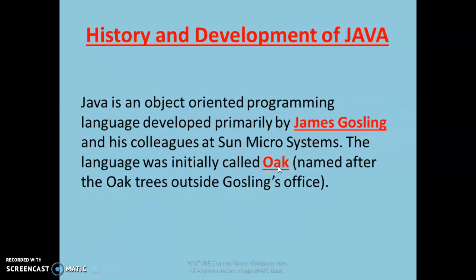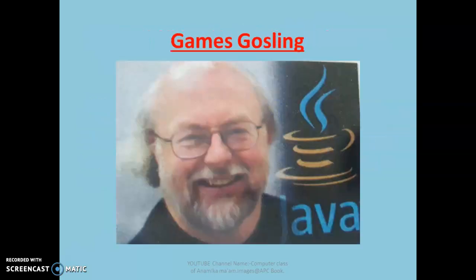Oak is a tree name. James Gosling named the language Oak while staring at an oak tree outside his office window. The name Oak was later dismissed and now it is named Java. Now, all of you want to see the picture of James Gosling. Here is the picture of James Gosling.